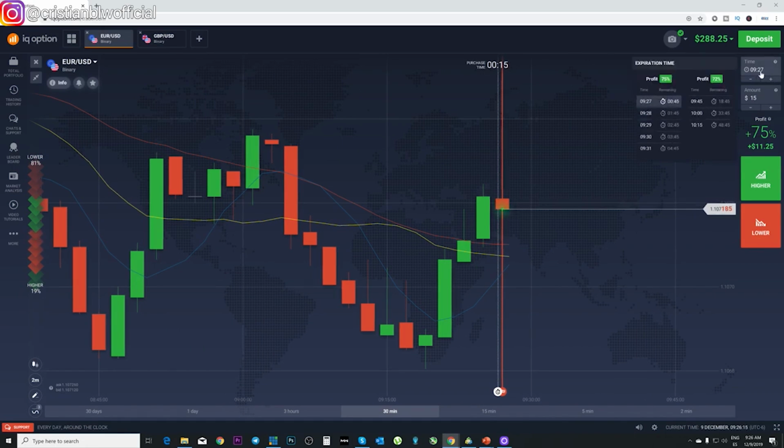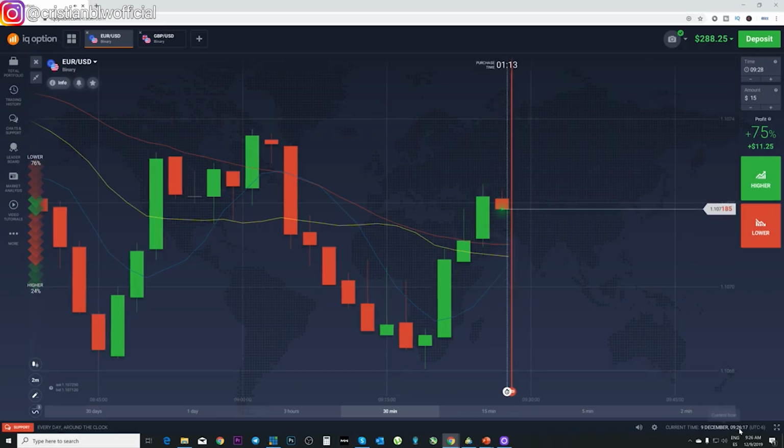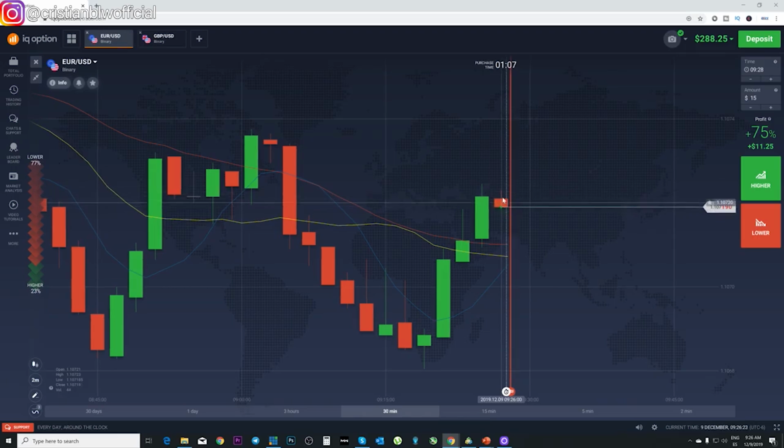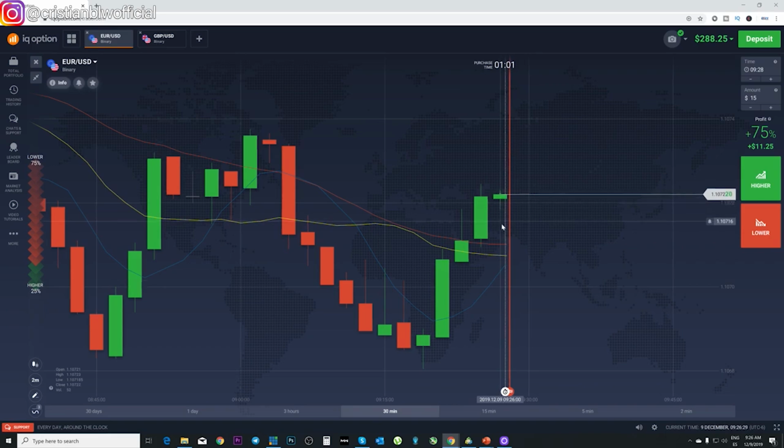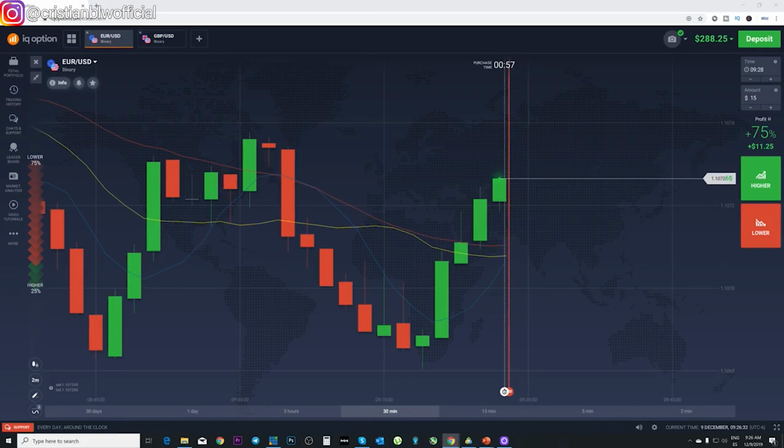So what I do is, again, right now it is 9:26. So I'm going to set it for 9:28 if I want this to expire at this candle. But what I want is to expire at the next candle, right? Not this one. It will be at the next candle. So let me see. Hold on. There you go.